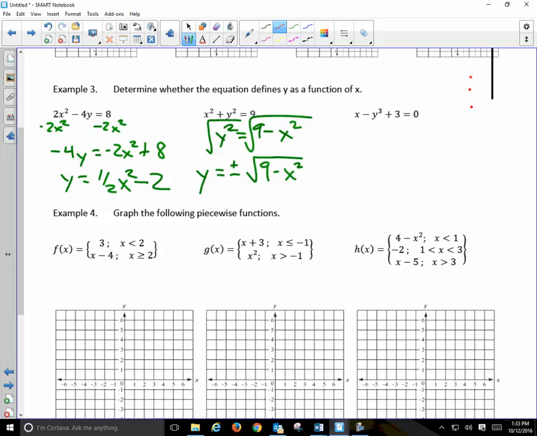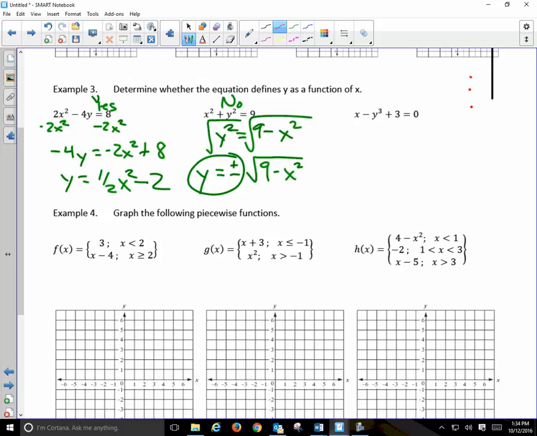The last one, if we add the y to the third over, I'm going to cube root both sides. And I get the cube root of x plus 3 is equal to y. Namely, if you plug in something for x, you're just going to get one output. So you can see if there is an even root, like a square root, you're in trouble. If it's an odd root, okay, you're going to be okay.